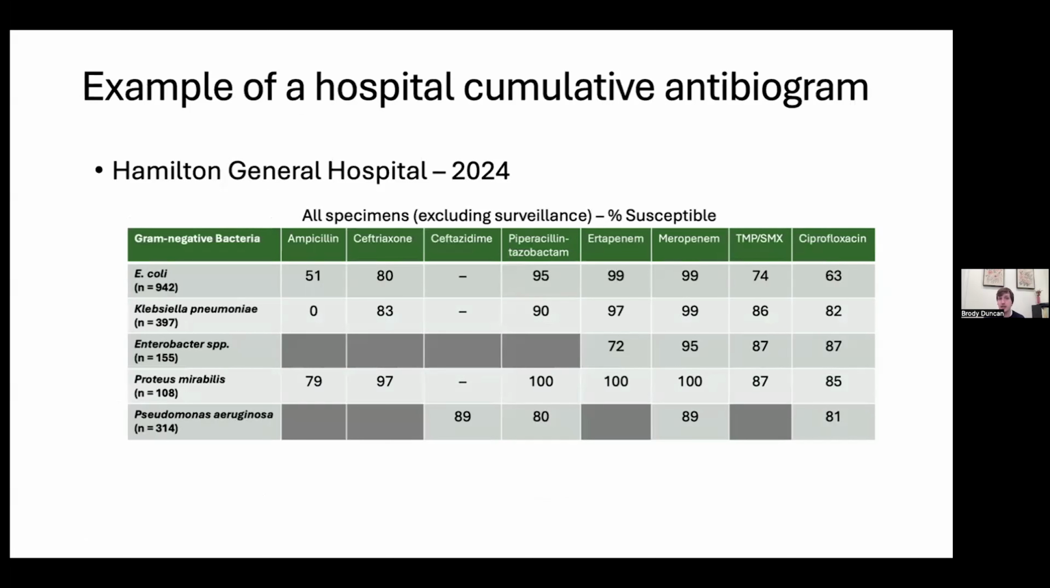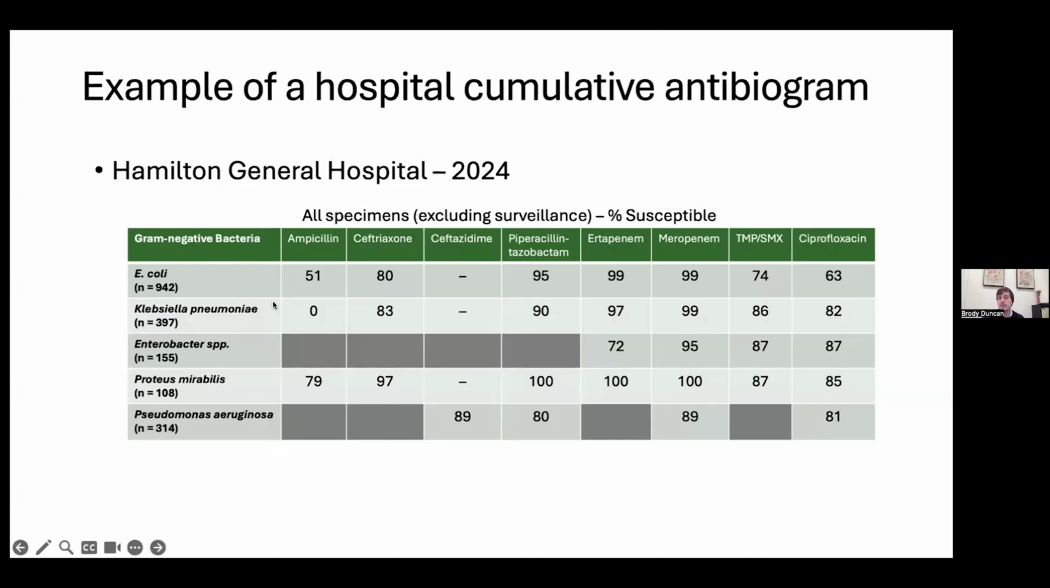Here I'm presenting an example of a hospital cumulative antibiogram, which is actually our hospital antibiogram for Hamilton General Hospital. You're getting a sneak peek at our 2024 data for the past calendar year, which I am in the process of formally putting together and will be published probably by the end of this month for all the clinicians to have access to. So here you can see that we have all specimens excluding surveillance with the percent susceptibility.